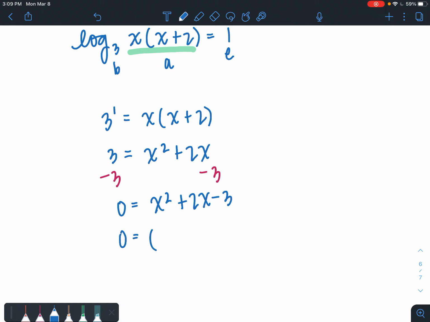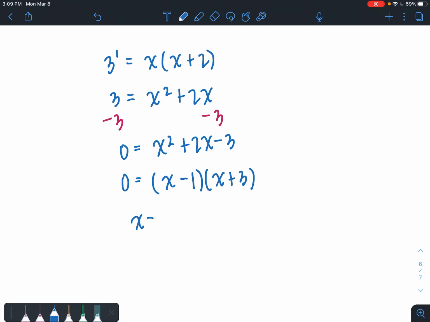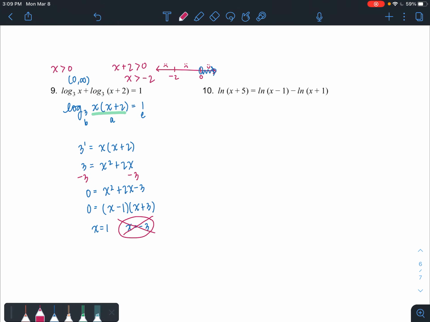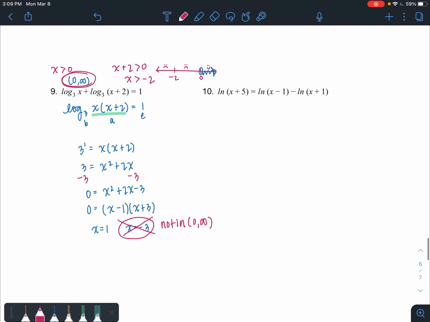So when we factor, we have two numbers that multiply to be negative 3 but add to be positive 2. So we have x minus 1 times x plus 3, set equal to 0, and x equals 1, and x equals negative 3. However, negative 3 is not in the solution set because it's not in the domain. Oh, where's my domain? It's not in my domain. So that is why that is not a solution.